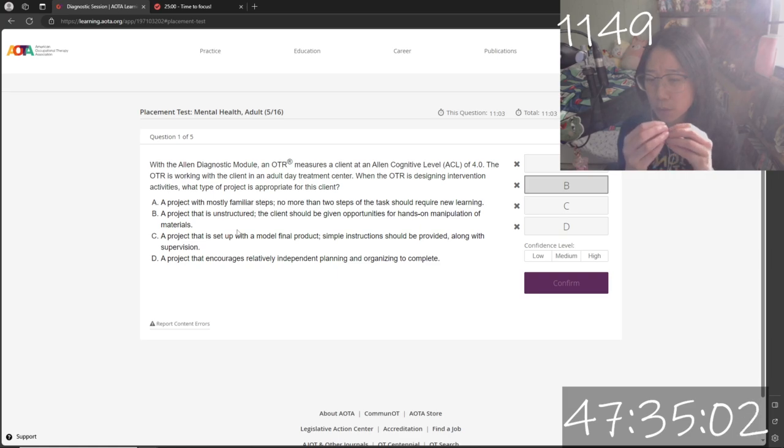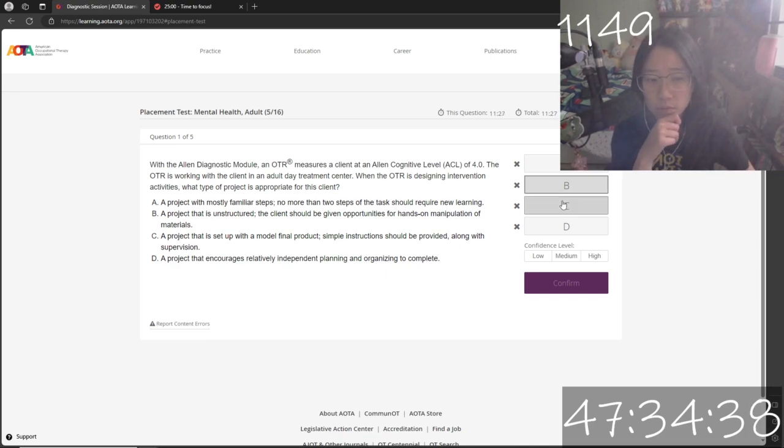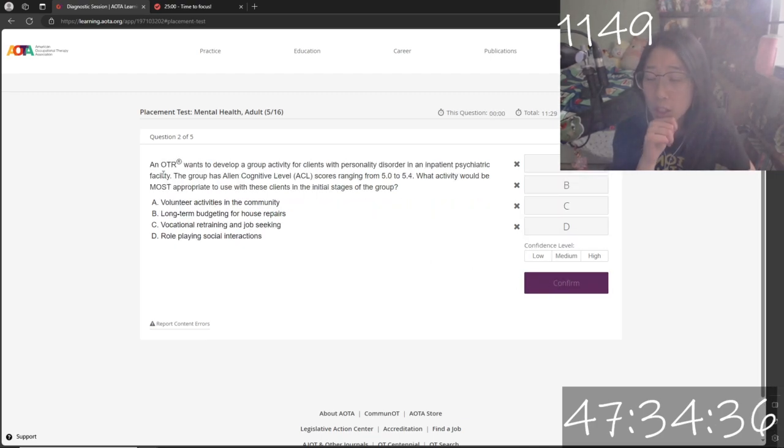Set up with the model final simple instructions as well. I don't know. B and C are so different in the sense that C is you're given instructions and then B is just unstructured. The client should be given opportunities for hands-on manipulation of materials. Maybe C. Confidence low.